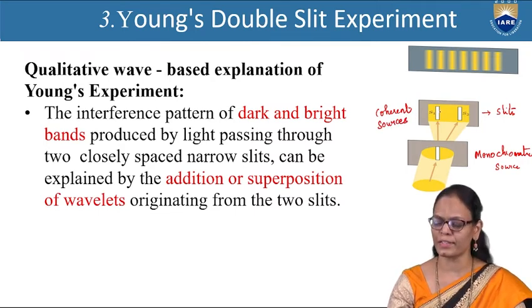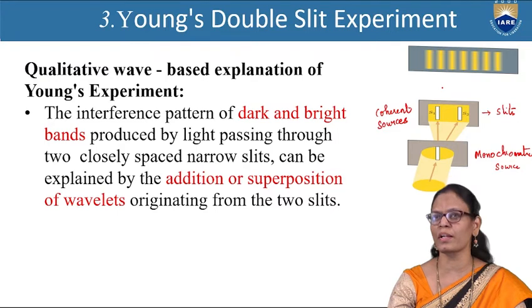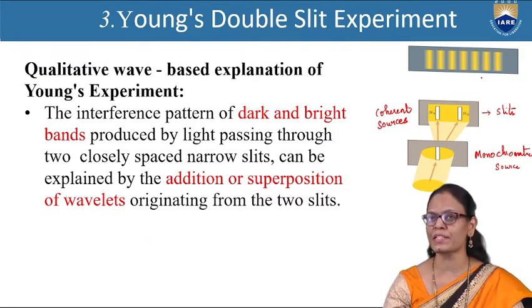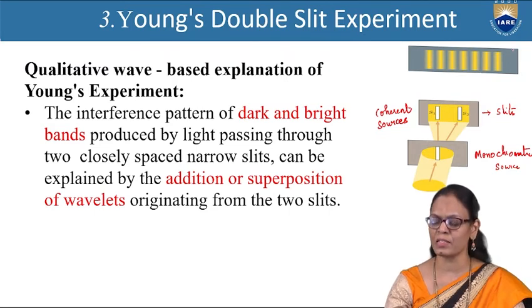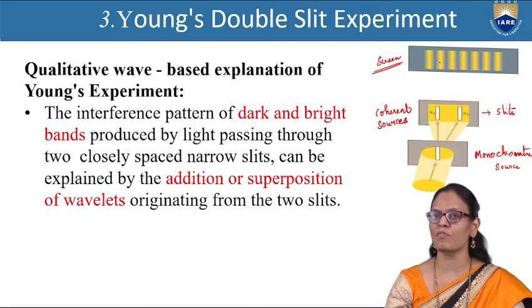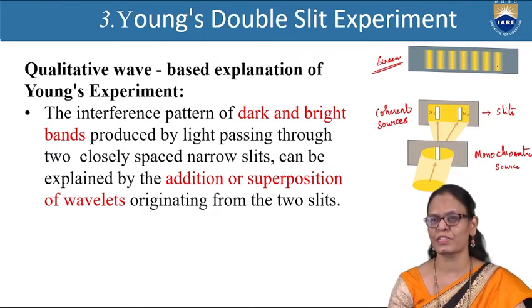Now, according to Huygens principle, these slits will send waves, and they will superimpose on each other according to the superposition principle we have seen. The resultant is what we have on the screen. This is the screen on which we capture the spectrum. What we have here is a series of bright and dark fringes. Bright fringes correspond to constructive interference and dark fringes correspond to destructive interference.